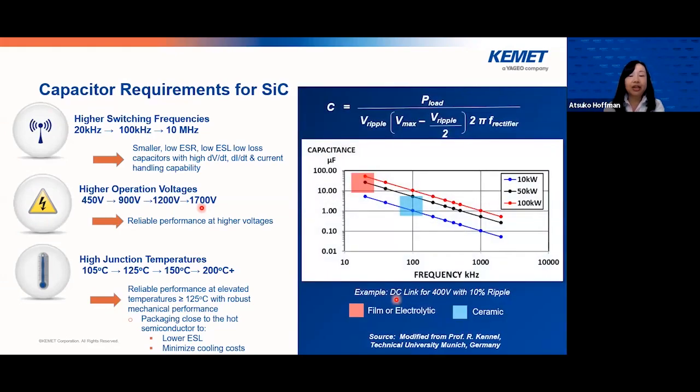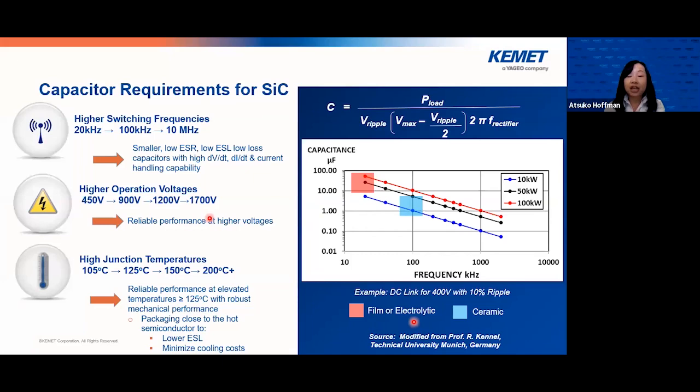This graph shows the required capacitance of the DC link capacitor over a frequency range, for a 10 kilowatt, a 50 kilowatt, and a 100 kilowatt converter. As the frequency goes up, the required capacitance becomes smaller. At the lower frequencies, like 10 kilohertz to 40 kilohertz, used in traditional silicon-based semiconductor converters, you need many microfarads of capacitance, gearing towards film cap or electrolytic capacitor solutions.